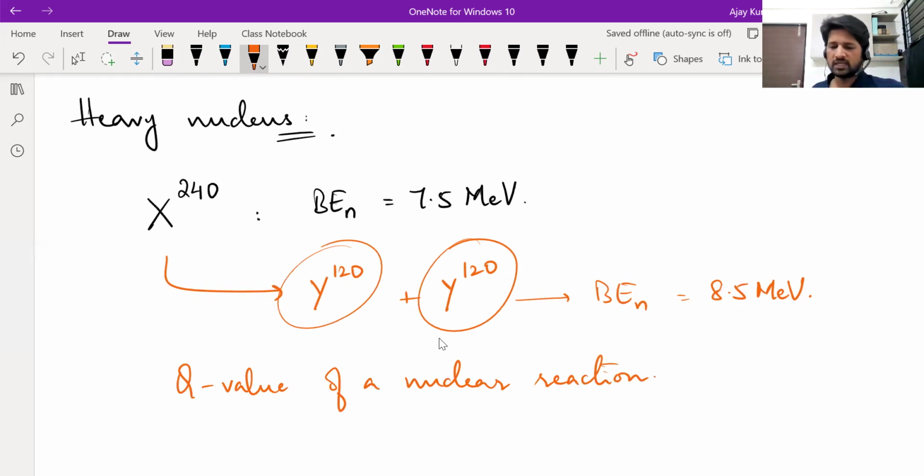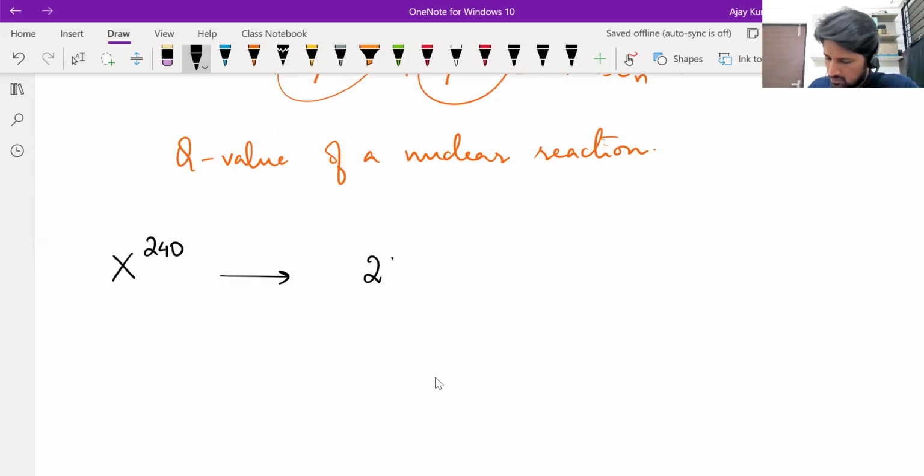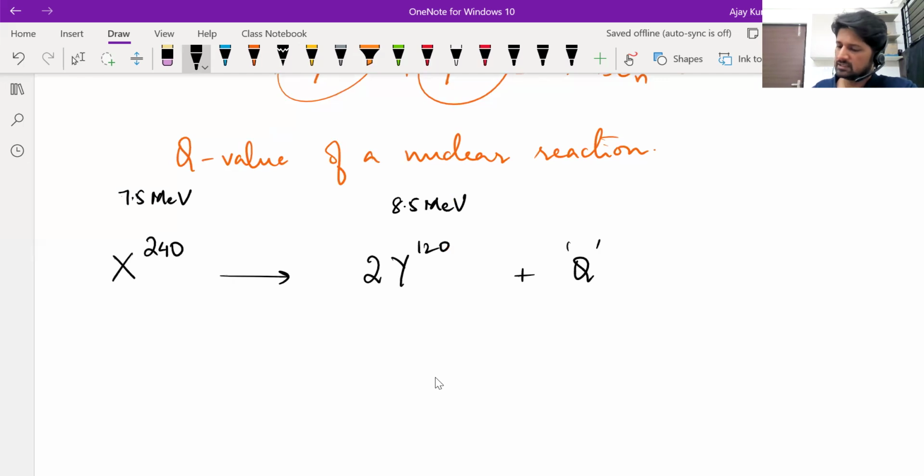Now let's see how to calculate these Q values. So consider this reaction itself. Let's say X240 splits into two daughter nuclei of Y120. 240 is unstable, 120 is stable. 240 has a binding energy per nucleon of 7.5 mega electron volts. 120 has a binding energy per nucleon of 8.5 mega electron volts. Now you have to find out how much energy is released in this process.